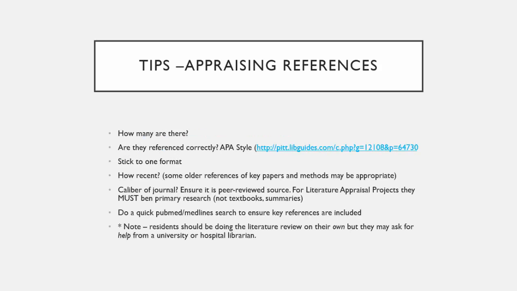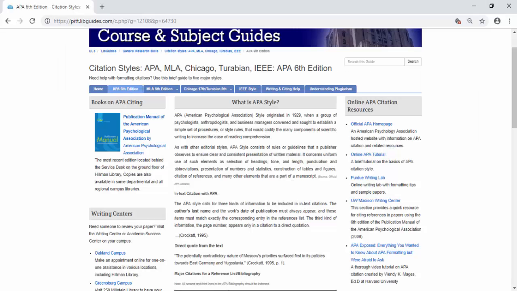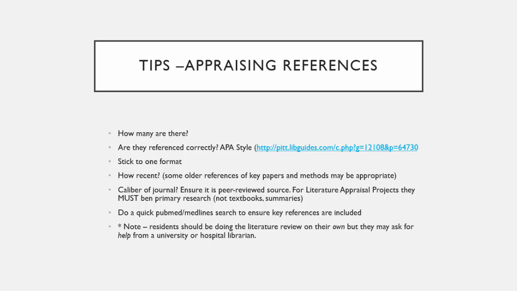So tips on appraising references. We also hear that it's difficult sometimes to appraise the reference list. So it's important to look at how many references are there. Is there too many? Is there too little? Are they referenced correctly? So one suggestion would be the APA style. So I'll take you there. And we're all pretty familiar with that. But if they don't choose APA style, just pick a style and format and stick with it. So it should be consistent.